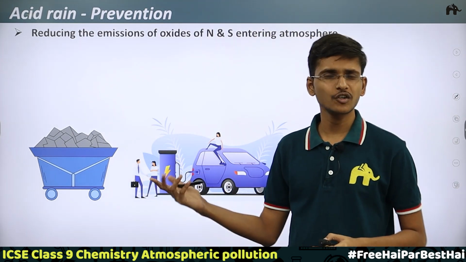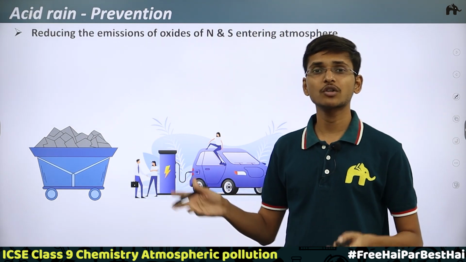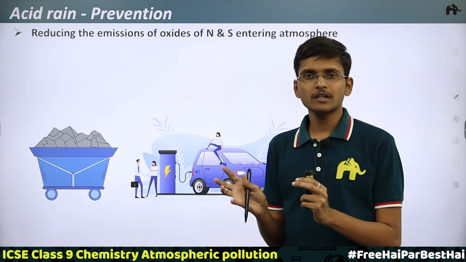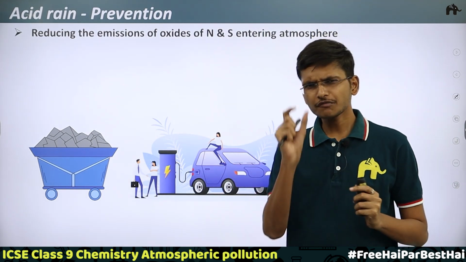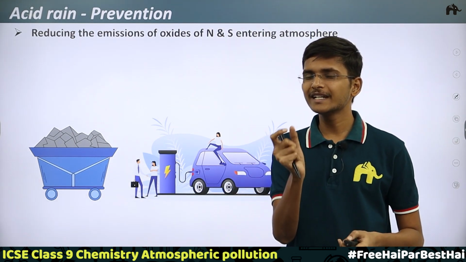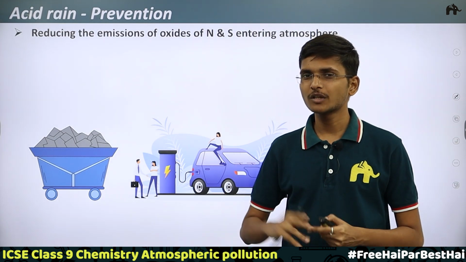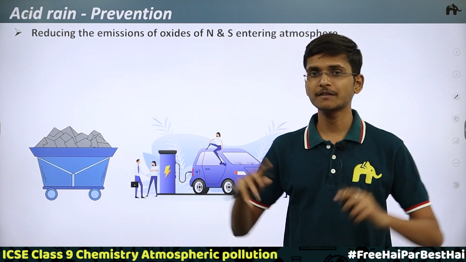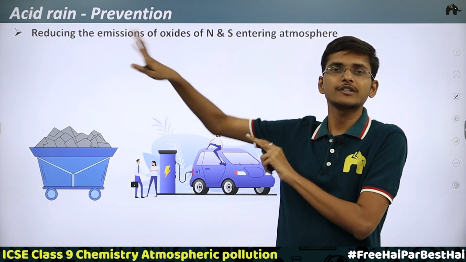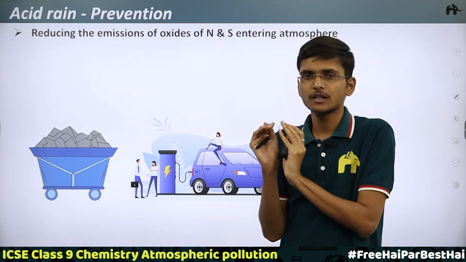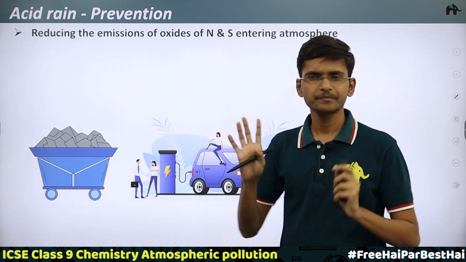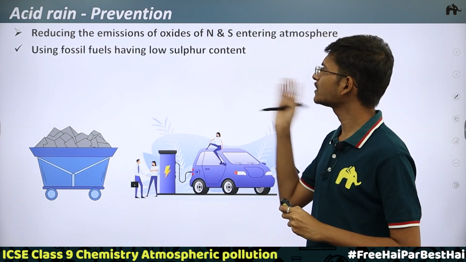Oxides of sulfur, that is sulfur dioxide, is being produced due to the combustion of petroleum products. So if we could use petroleum products or fossil fuels which have less sulfur content, that would bring less sulfur dioxide into the atmosphere. The petroleum products or coal which is getting burnt, having more sulfur content, results in more sulfur dioxide emission into the atmosphere. But if you take coal and petroleum products having less sulfur content, less sulfur dioxide would be formed. First thing: using fossil fuels having low sulfur content.